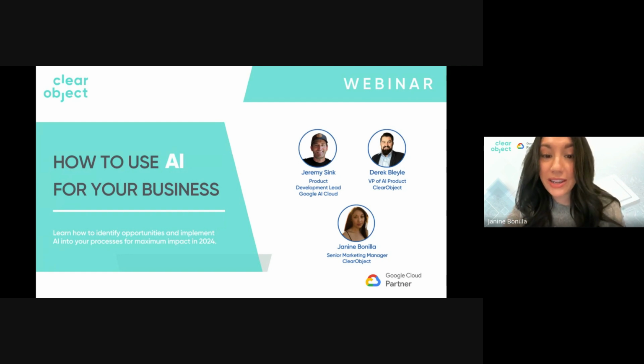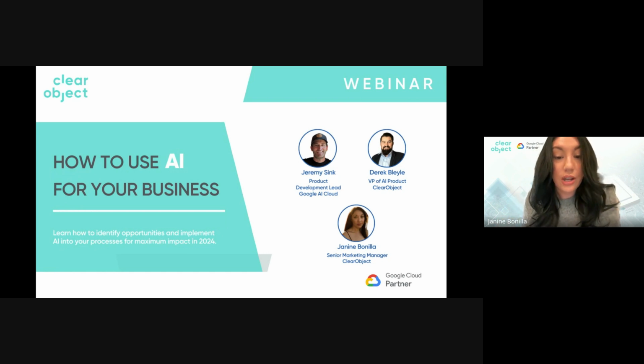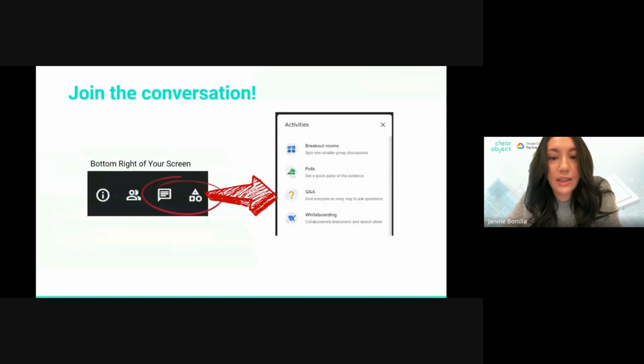So my name is Janine Bonilla. I am the Senior Marketing Manager here at ClearObject, and welcome to our How to Use AI for Your Business webinar. Today we have for you Jeremy Sink. He is the Product Development Lead of Google AI Cloud. And we also have Derek Bleyle, who is the VP of AI products here at ClearObject. So we hope you have a lot of takeaway from this today. You learn how to identify certain opportunities within your company and also help you launch an AI strategy for 2024.